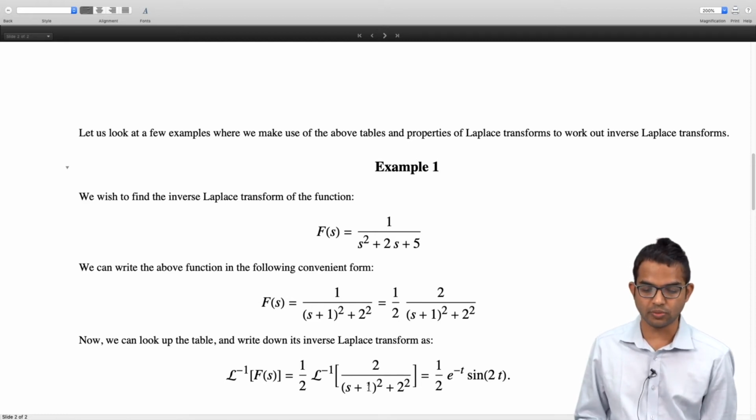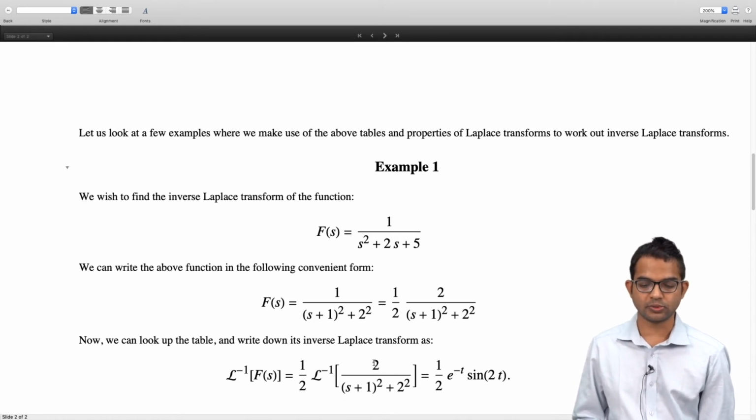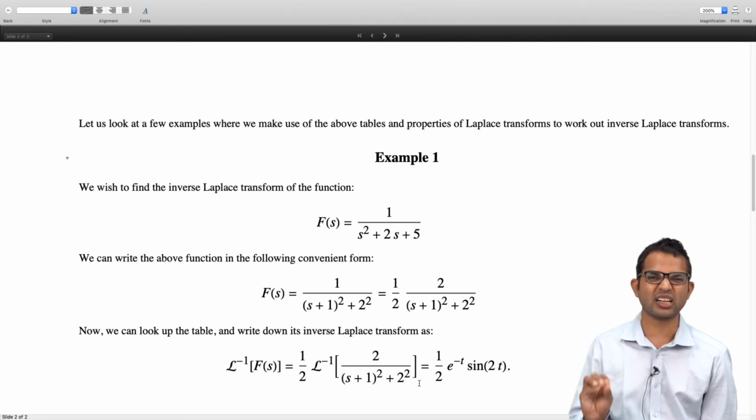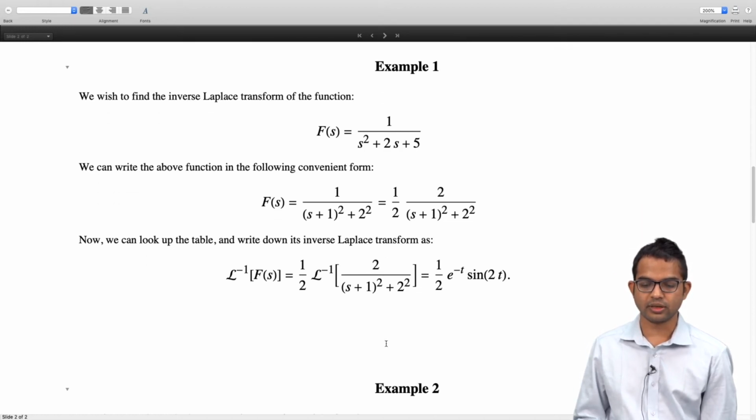So e to the minus t comes from this s plus 1 the whole squared. It's like a shift in the Laplace domain, so you get this e to the minus t, and then sine of 2t, the 2 corresponds to this 2 here and this 2, right? So you have to just be careful that you bring it exactly into the right form and work backwards. So that's example 1. Let's look at another example.